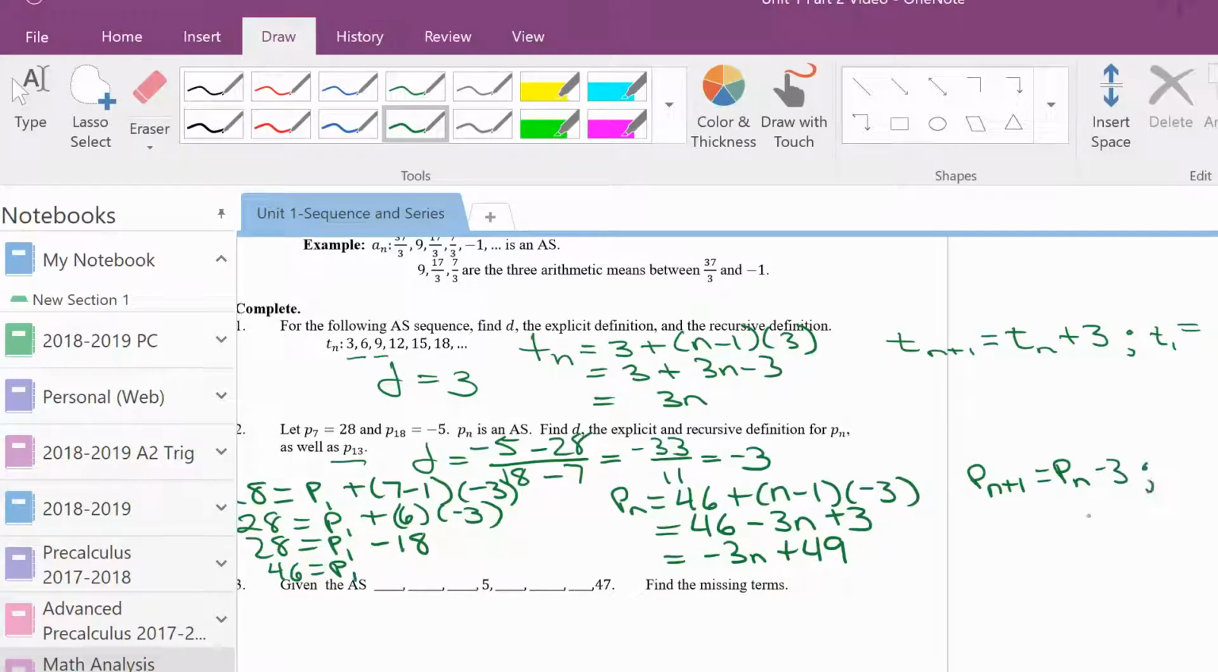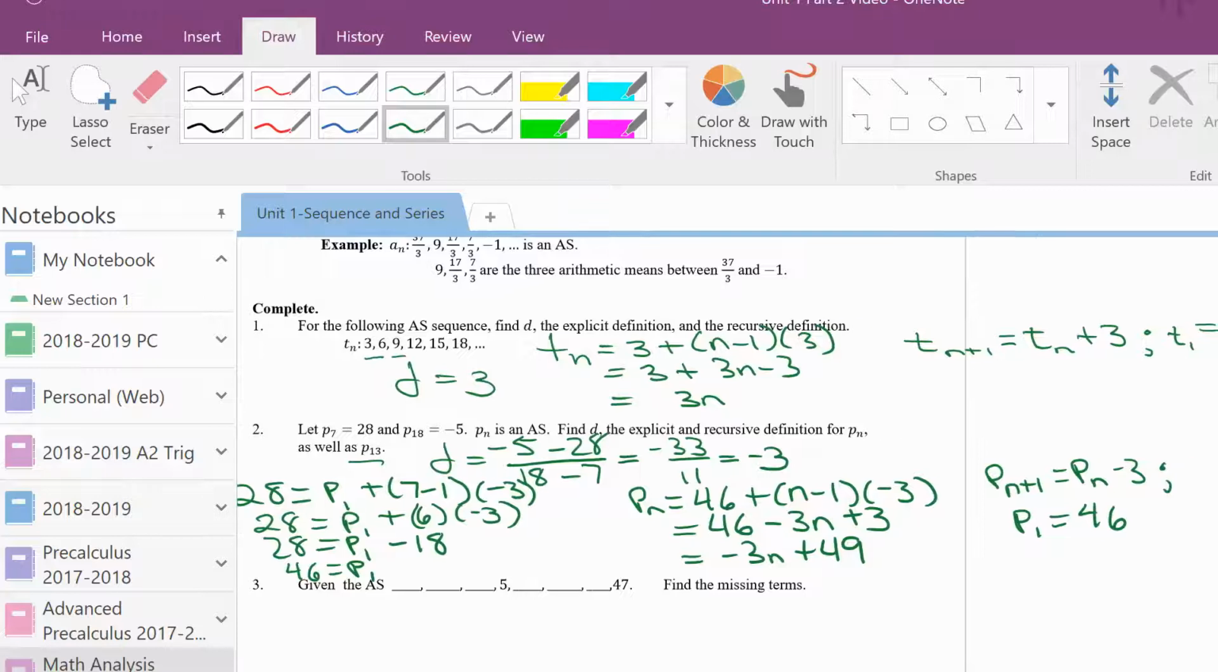And we're going to start with the first term equaling 46. So those are your two definitions. Now, as far as finding the 13th term, we can do that by putting 13 in for n in the explicit definition. And when we do that, we get that it's equal to 10. The 13th term is equal to 10.